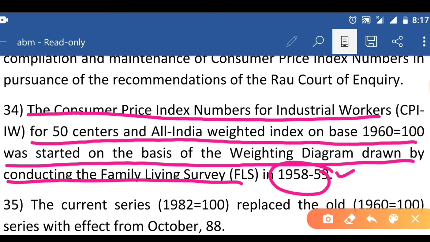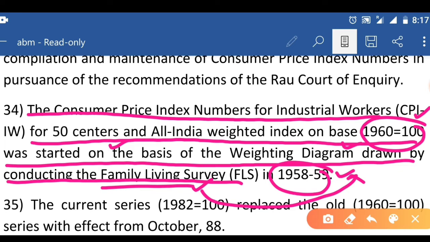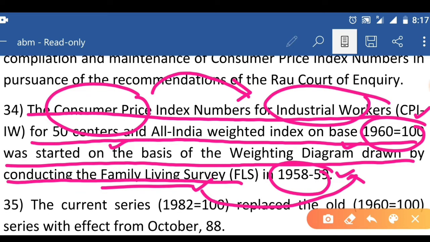So here 1958 and 59 government took initiative in conducting a family living survey. By using this family living survey, government drew one weighing diagram. So because of this weighing diagram only, government started taking the 1960 as a base year. So whenever we are calculating the consumer price index, we mainly take industrial workers. So here in industrial workers, we take mainly 50 locations in India. So we are taking the industrial workers from 50 different places in India.